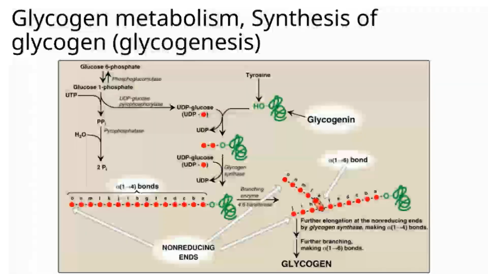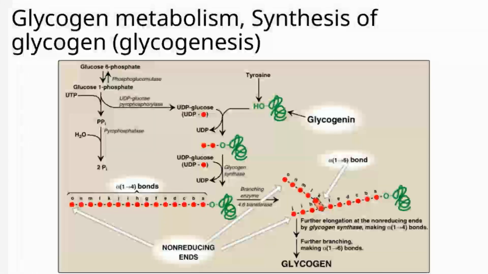The next step involves the enzyme UDP-glucose pyrophosphorylase, which converts glucose 1-phosphate into UDP glucose. This activated form of glucose is crucial because it provides the energy needed for the next step. Glycogen synthase, the main enzyme in glycogenesis, then catalyzes the transfer of glucose from UDP glucose to the growing glycogen chain, creating alpha-1,4-glycosidic bonds.